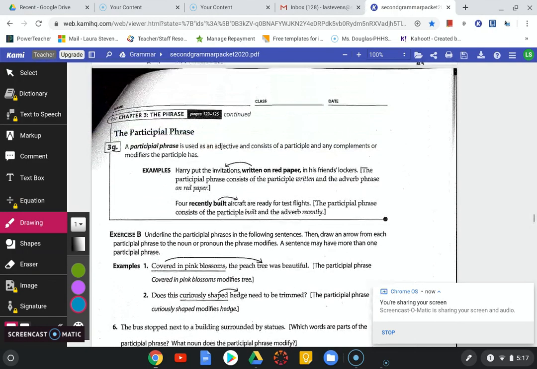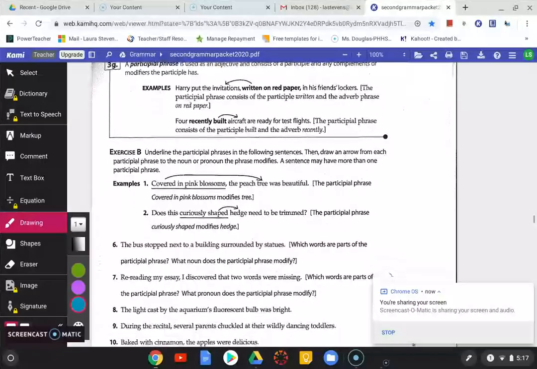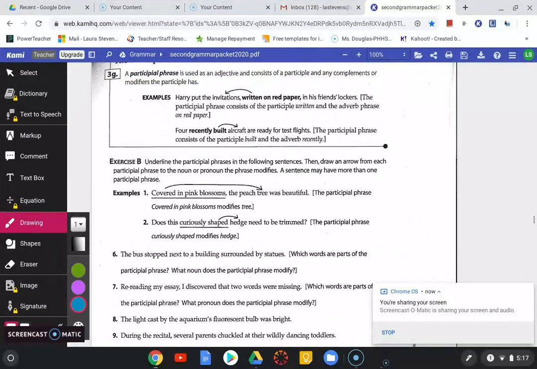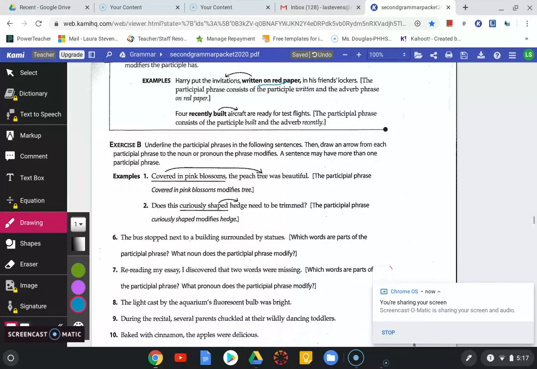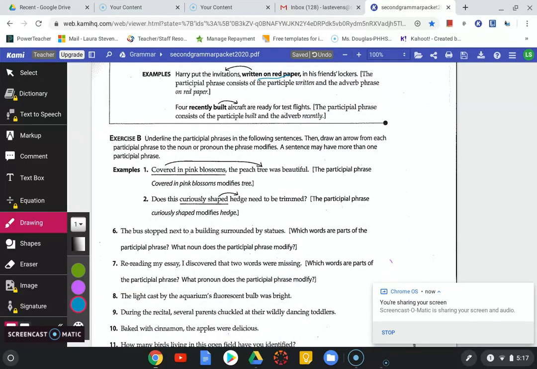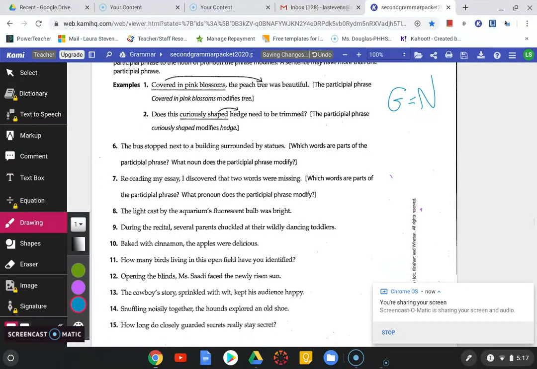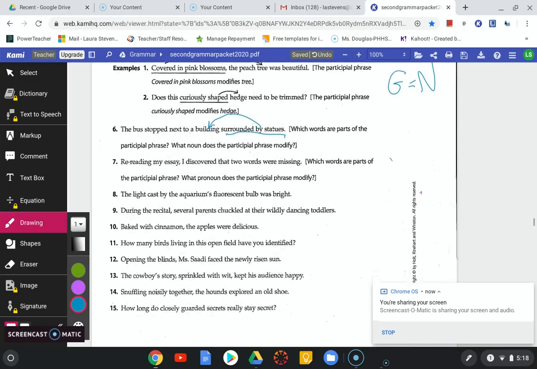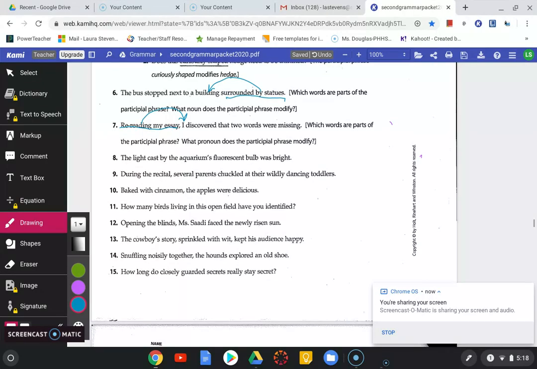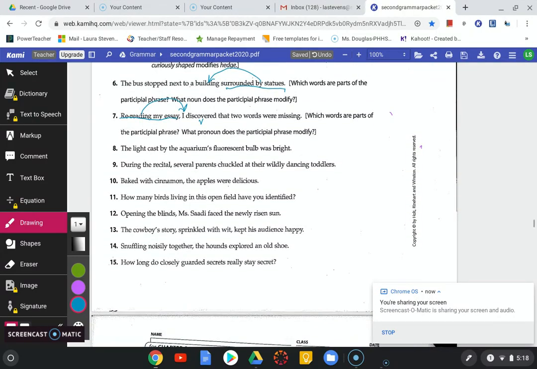Okay, so we left off on the participial phrase, which acts as an adjective describing a noun. And it's different from the gerund because the gerund acts like a noun, but it looks like a gerund. Okay, so surrounded by statues describes building. Rereading my essay describing I. Now, why isn't it discovered? Because discovered is the main verb of the sentence.